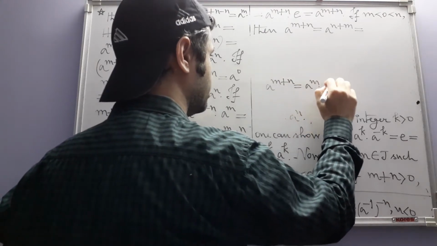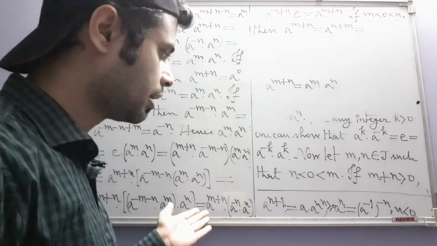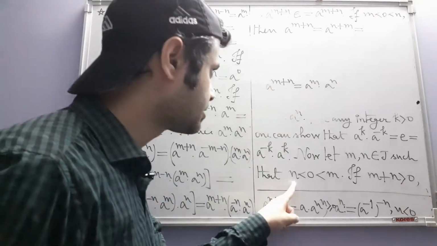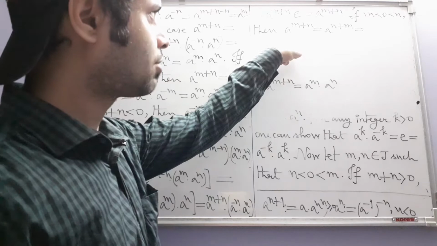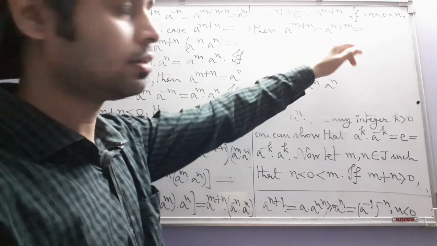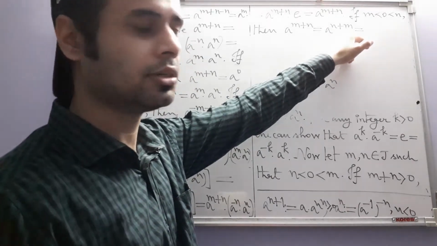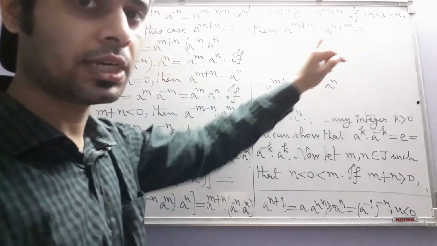We are proving this thing, no? So in this case, which we have just proved now, the first exponent was positive and the second exponent was negative. But here the first exponent is negative, second exponent is positive. We can switch their positions. So now this becomes the first exponent, which is positive, and this becomes the second exponent, which is negative.